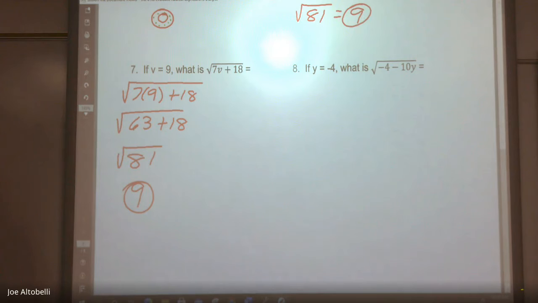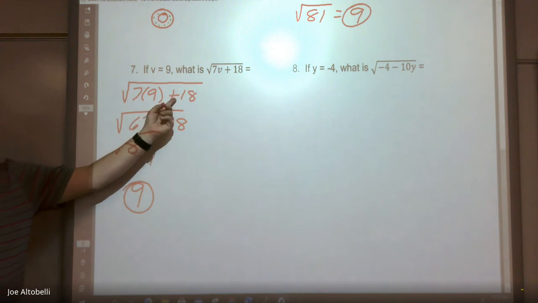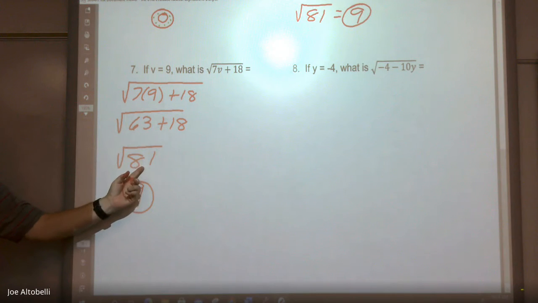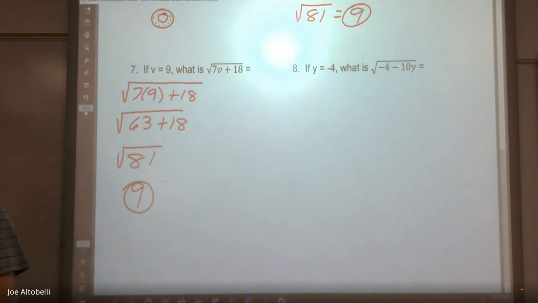Hopefully, again, you get 9. 7 times b. b is 9. I multiply before I add. So I get 63 plus 18 is 81. 9 times 9 is 81. So the square root is 9. Number 8.